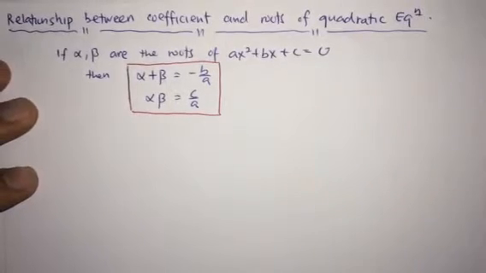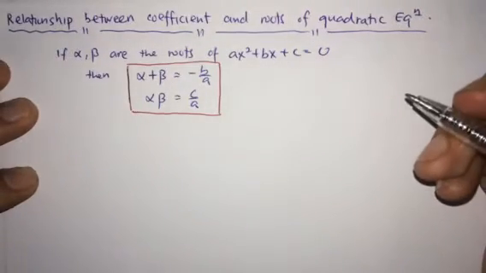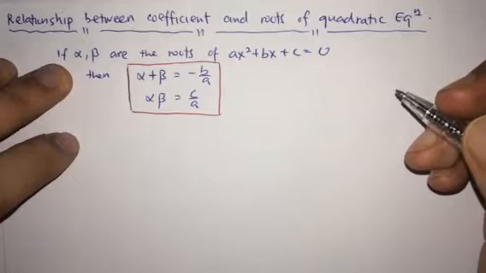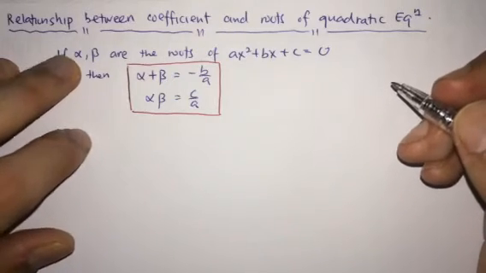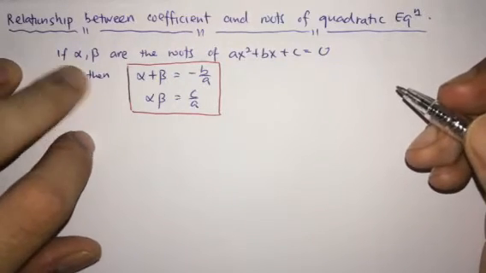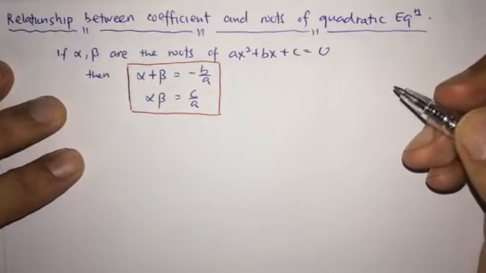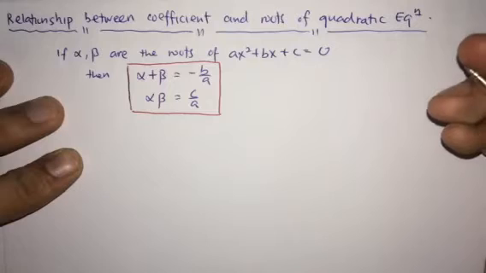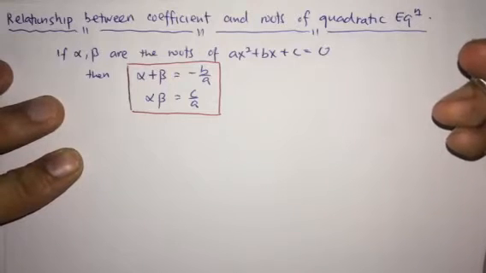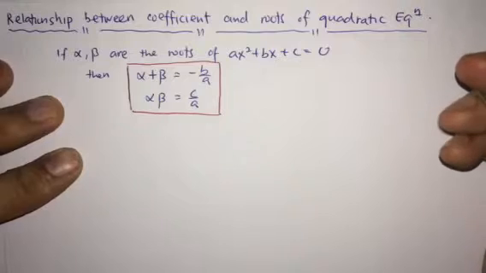Okay, today we are going to talk about a topic called the relation between the coefficient and the roots of a quadratic equation. In this chapter, the most important thing is this statement here. If alpha and beta are the roots of ax squared plus bx plus c equals 0, then alpha plus beta will be equal to minus b over a, and alpha beta will be equal to c over a.